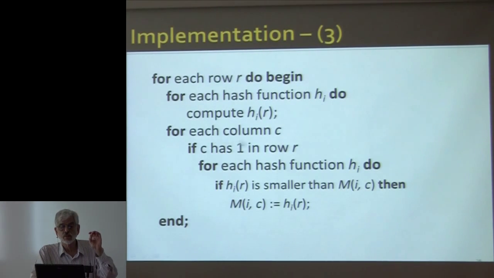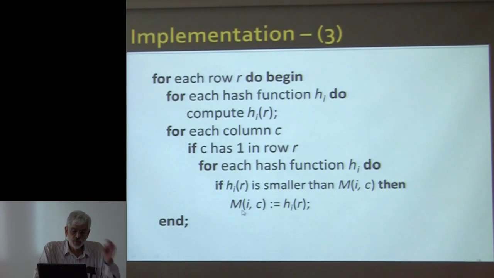Again, row R is fixed, and I'm going to look at each column in turn. If it has a 0 in row R, forget that column. If it has a 1 in row R, then I'm going to look at each of the hash functions and see if HI of that row R is smaller than the current value for that column and that hash function. Then I will set the value of the slot to this smaller hash value. And that way, at the end, M of I and C has the smallest HI of R such that R has a 1 in column C.